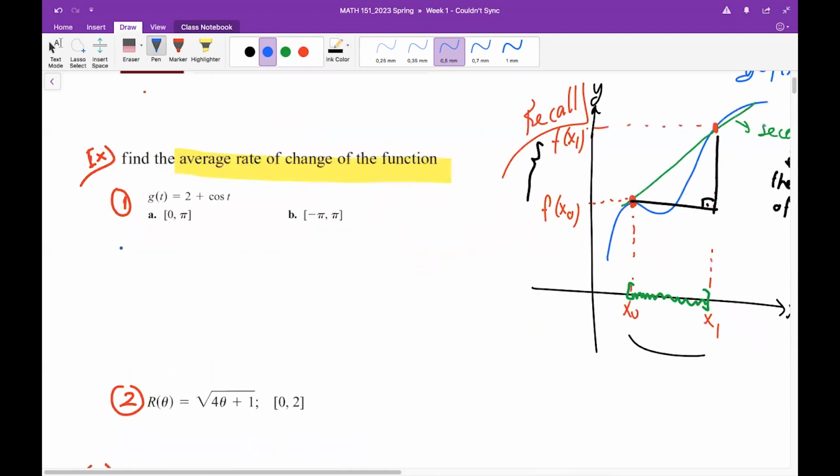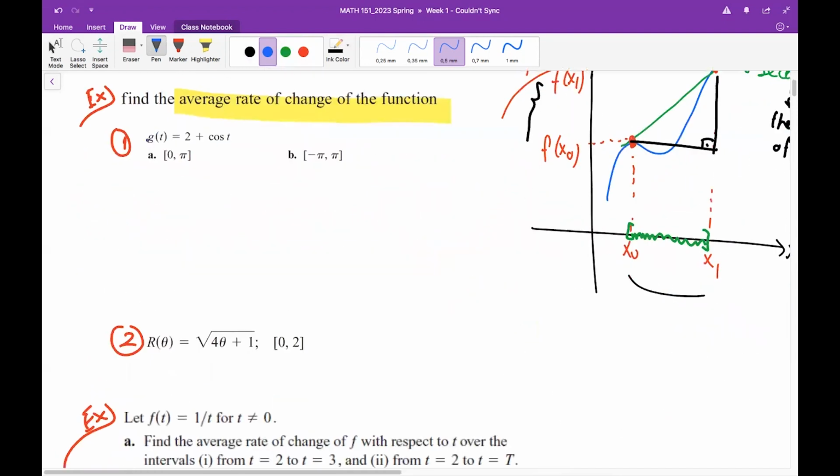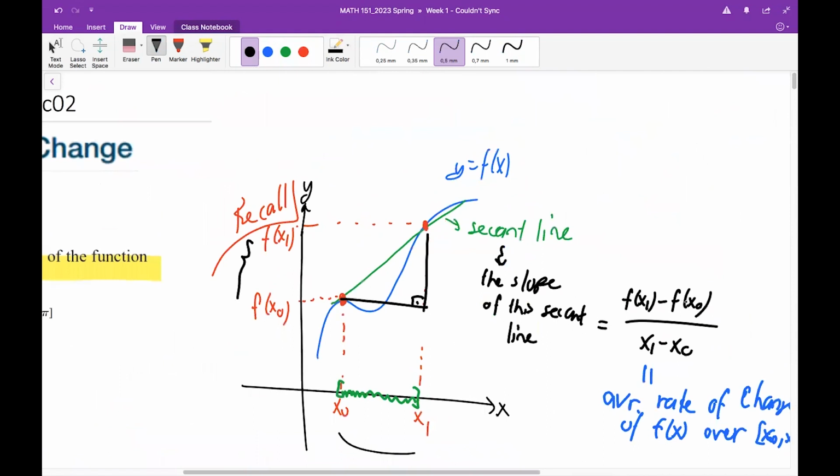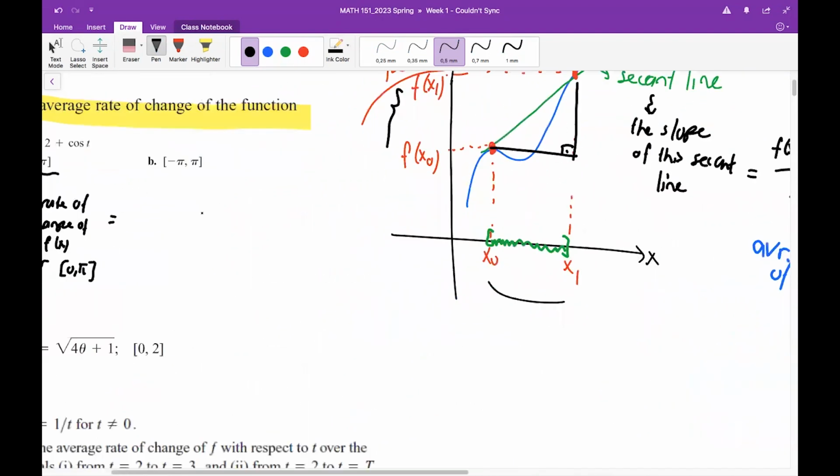After this reminding, now we can concentrate on the first example. A function is given, g of t is 2 plus cosine t. We want to compute the average rate of change of it over this given interval in part A. So average rate of change over the given interval 0, pi. We know how to compute it. We just remember it here. We will use the images of the endpoints of our interval divided by the difference of them.